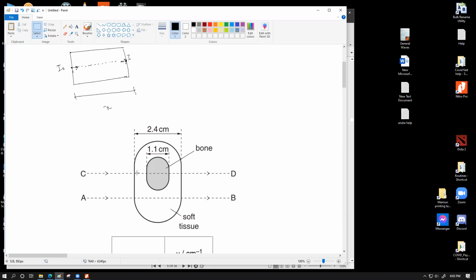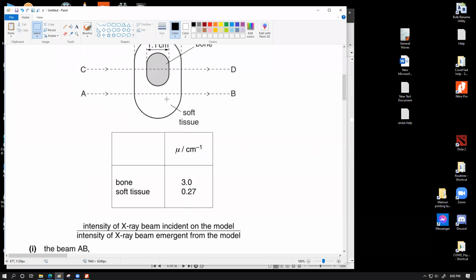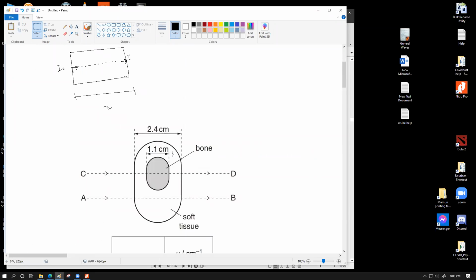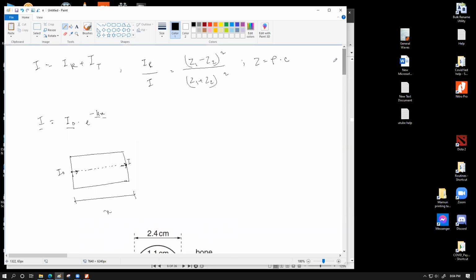So we don't essentially know how much is this part or how much is this part. The question doesn't say this whole thing is symmetric either, but we can essentially understand the total length covered through the soft tissue is 2.4 minus 1.1. That is 1.3 centimeter. The beam CD covers a total of 1.3 centimeter of soft tissue and a total of 1.1 centimeter through the bone. So both of these tissues will contribute towards the reduction of the factor. For beam CD, the equation is going to be simply the multiple of two of these reduction factors.